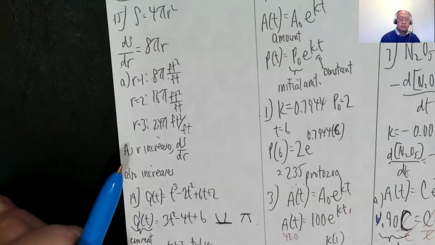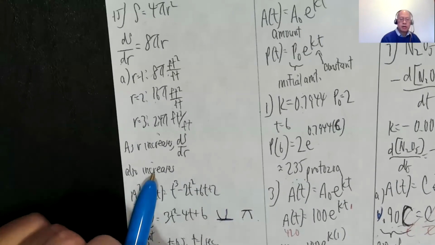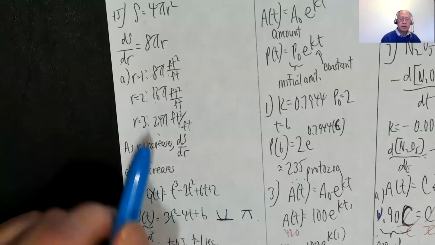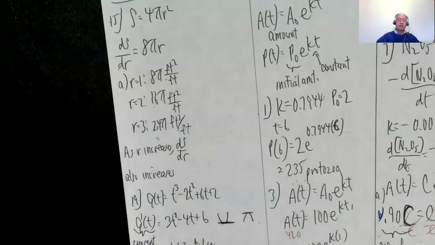So they ask you to make a statement about it. Well, as r increases, dS/dr also increases. Okay, so as the radius increases, the rate of change of the surface area also increases as the ball gets bigger and bigger and bigger.